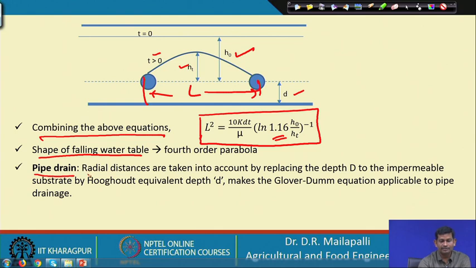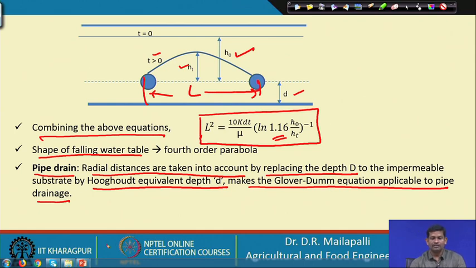In the case of pipe drain, radial distance is taken into account by replacing the depth d to the impermeable stratum by the Hooghoudt equivalent depth d, which makes the Glover-Dumm equation applicable to pipe drainage. So, the Glover-Dumm equation is equivalent to pipe drainage when you use the equivalent depth concept, with two conditions. If you use this equation along with the two conditions, small d is a function of capital D, then the formula can be used for tile drainage systems.